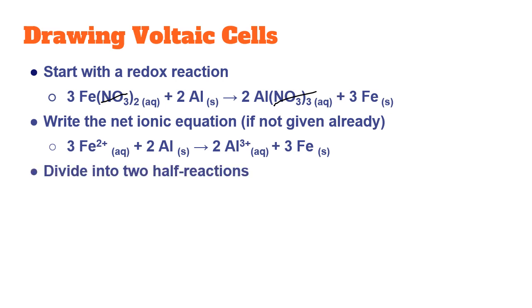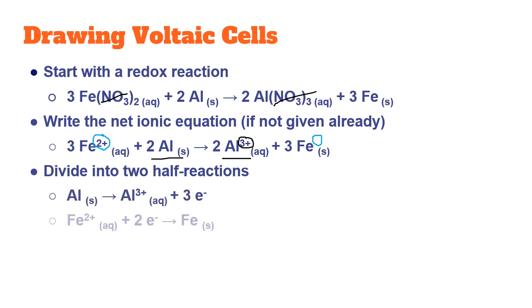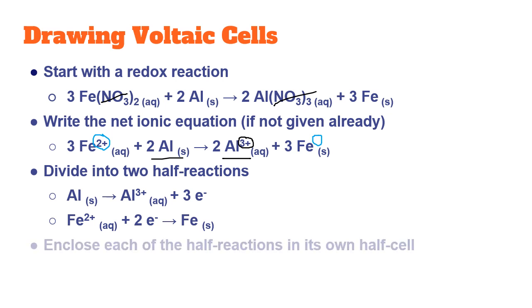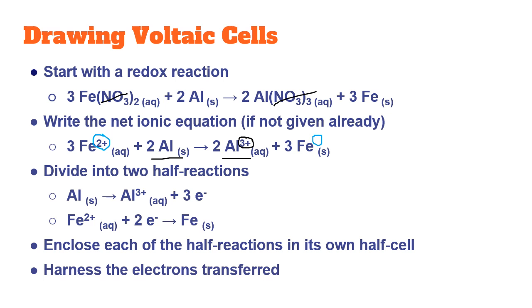Now you want to divide it into two separate half reactions, which we've gone over before. So we're going to have one half reaction where aluminum is being oxidized, going from 0 to 3+, and the second half reaction where iron is being reduced from 2+ oxidation state to a neutral oxidation state. And once you've written those two half reactions and added in your electrons, you can place those on your separate electrodes in your separate containers within the voltaic cell, connect them with a wire and a salt bridge, and you have your cell drawn.